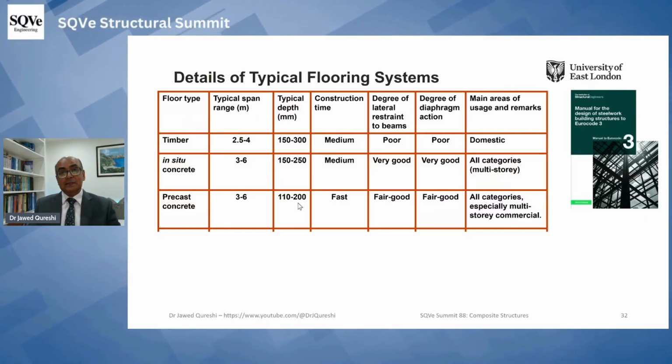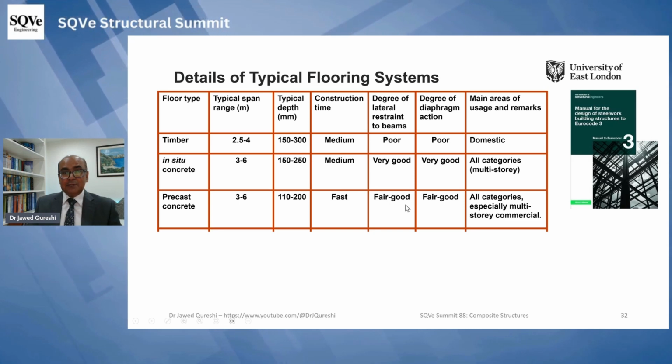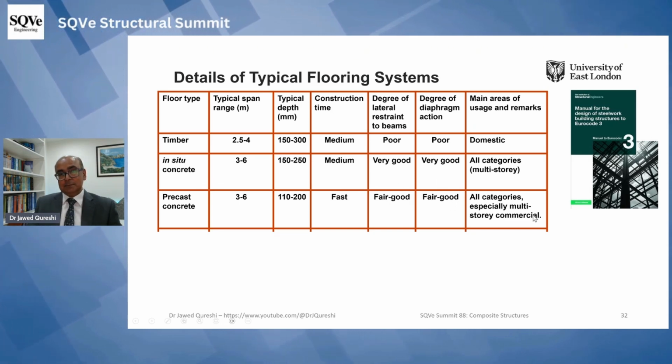By the way, the University of East London is entirely made up of steel structure, steel and concrete composites. Construction time here is fast because we don't need any formwork. Degree of lateral restraint is not that much in this system, and we can use it for pretty much everything, all types of buildings.